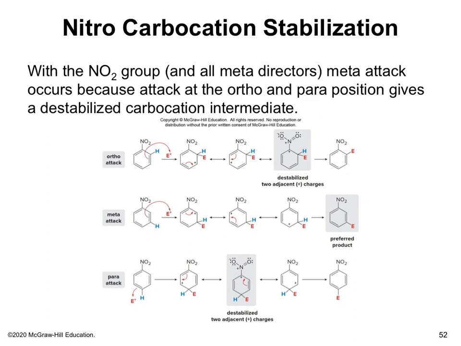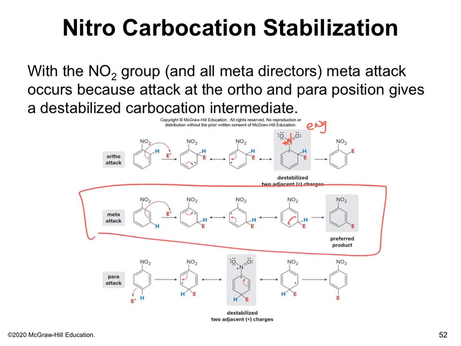Nitro, okay. You have to consider that if you draw out the Lewis structure of nitro, it puts a positive charge on the nitrogen, which is an electron withdrawing group. And when you do your sigma complex, it is a meta. That's the preferred product, and it's no big deal. It just gets a secondary carbocation.